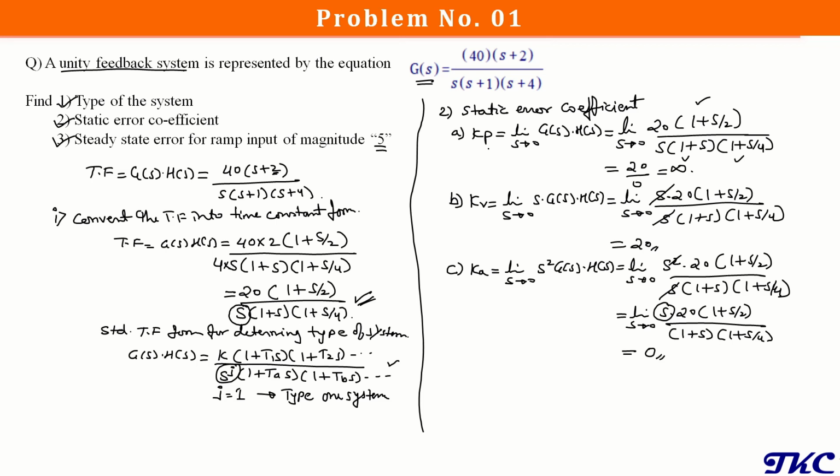So in this way we can determine all the error coefficients. So Kp we got here as infinity, Kv we got here as 20, and Ka we got as 0. So now the next thing is to find the steady state error for a ramp input of magnitude 5. So we'll find the steady state error here.